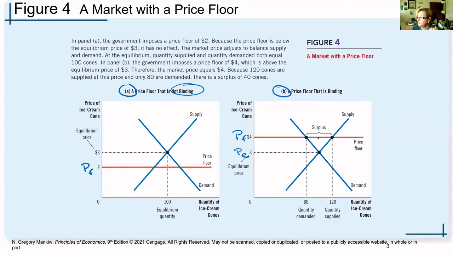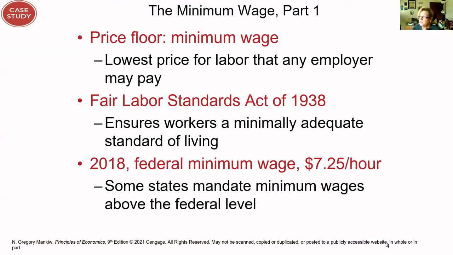3, therefore it's binding, and we end up with a surplus because the quantity demanded is 80, quantity supplied 120, we end up with a surplus of 40 units. Again, maybe not necessarily a big deal, but in ice cream cones, it'd be a huge deal, wouldn't it? Okay. So one price floor that we talk about a lot in economics would be the idea of a minimum wage.